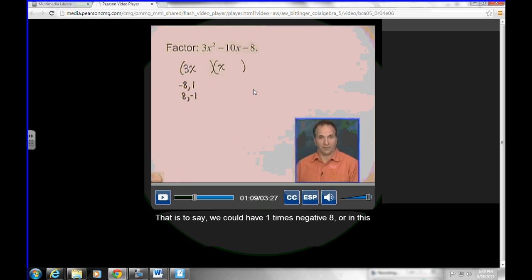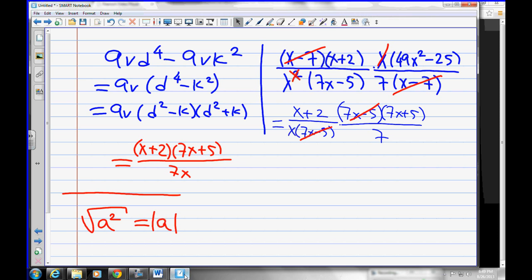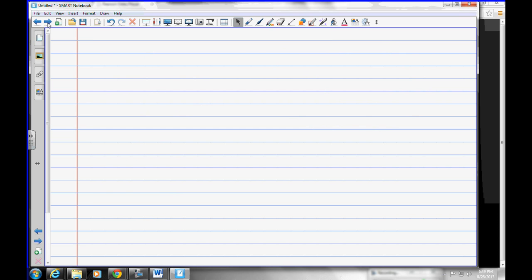You know how to do it more scientifically? How do you do it more scientifically? AC method. Very good. Let's do that. I like the more scientific approach here. What was the problem? 3x squared minus 10x minus 8? Yeah. So AC method. Remember how that goes.